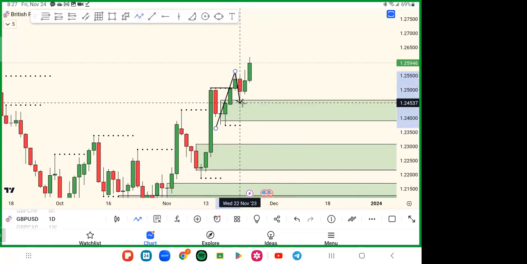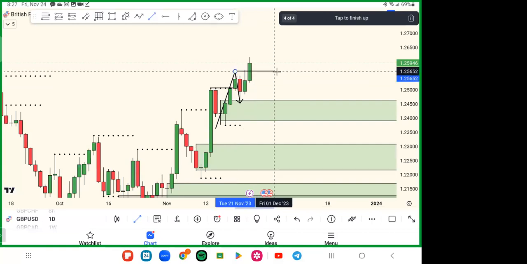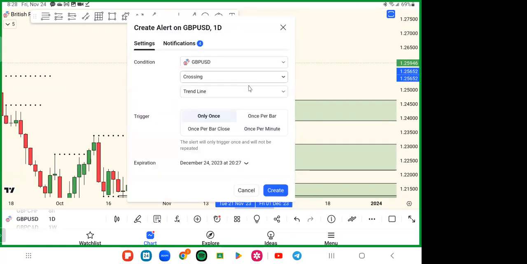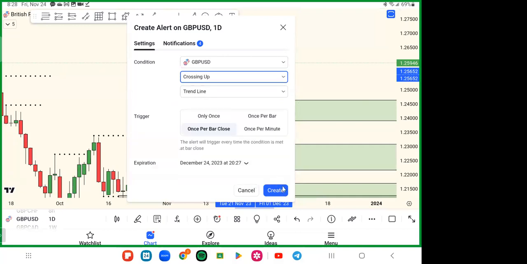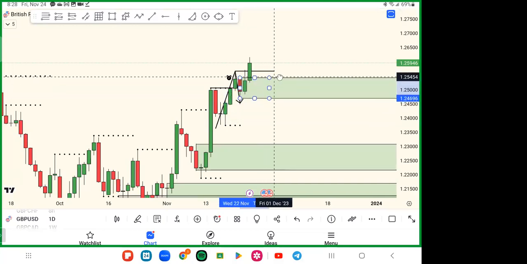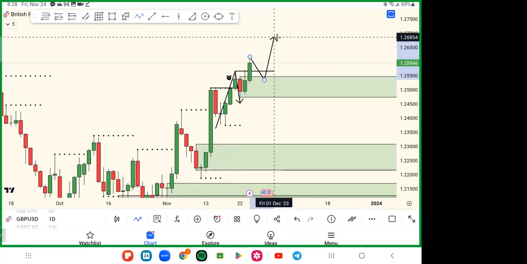Higher high, higher low. Now we've got to break above this. The candle's above, and we are on the daily, but the daily candle hasn't broken above. So let's go ahead and set a break and close alert. Once per bar close, crossing up. Boom, alert created. Hopefully that will get that break and close, and we can use this zone next for continuation buys.